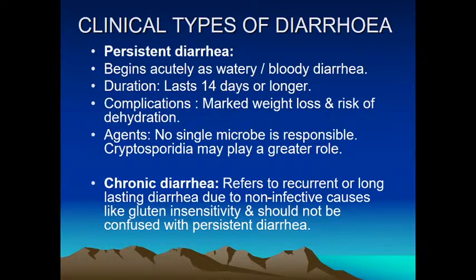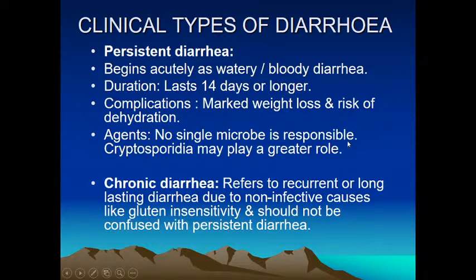Persistent diarrhea and chronic diarrhea. Please remember the difference between persistent diarrhea and chronic diarrhea. Persistent diarrhea is diarrhea which lasts more than 14 days. This generally is watery but may be bloody diarrhea. Since the person has been suffering from diarrhea for 14 days, there is marked weight loss and risk of dehydration.